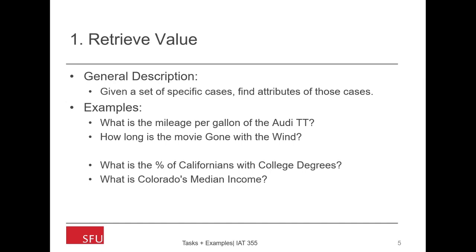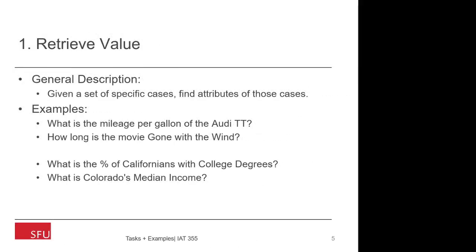The first one that we have is called retrieve value. The way in which retrieve value works is simply, given a set of specific data cases, find attributes of those cases. Those are very straightforward things. So for example, from the car data set, one of the standard toy data sets out there: what is the mileage per gallon of the Audi TT? Or how long is the movie Gone with the Wind? And now what we're going to do is show an Excel example of doing that.